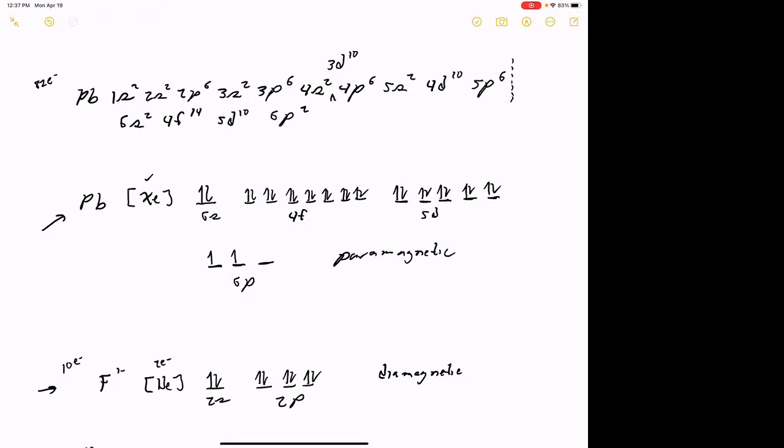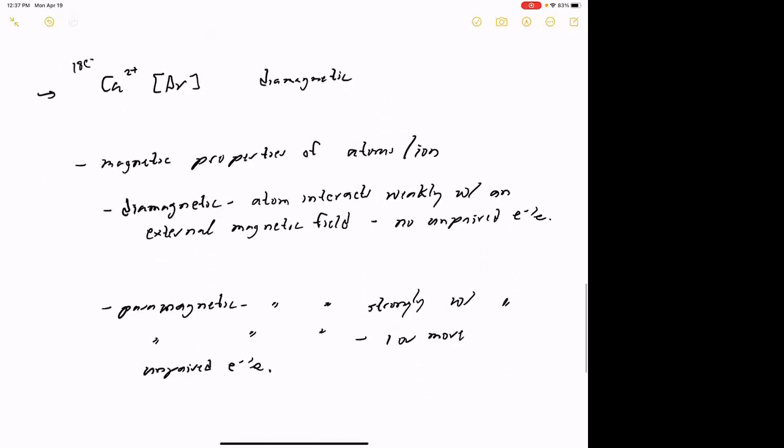Can you share the paramagnetic definition again? Sure will. It's basically that the atom interacts strongly with an external magnetic field. And how do we look for it? We see one or more unpaired electrons in there.